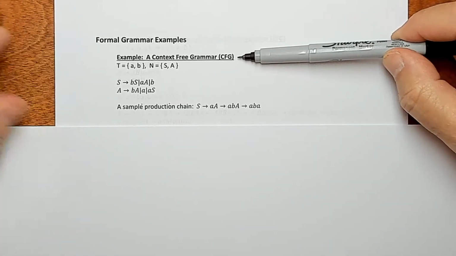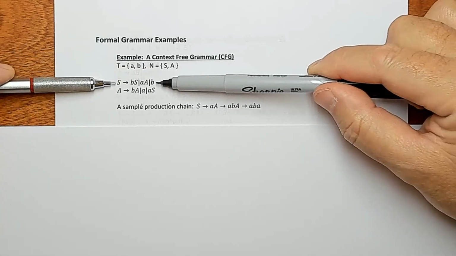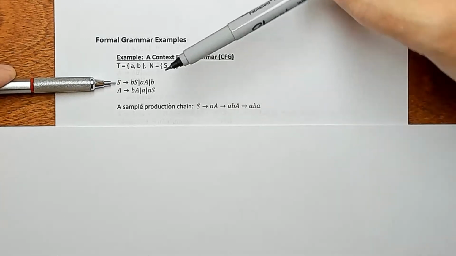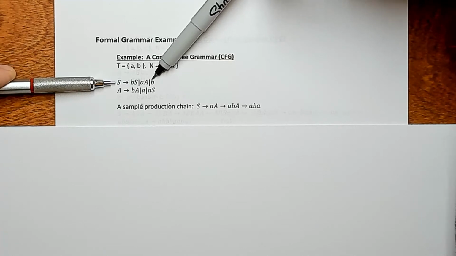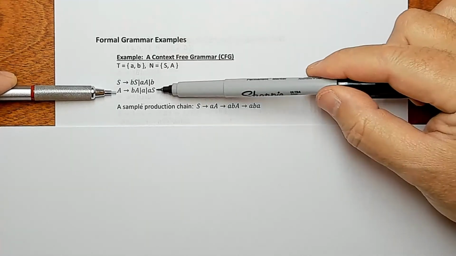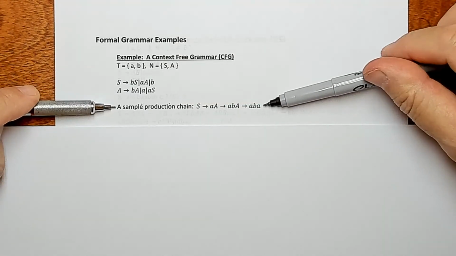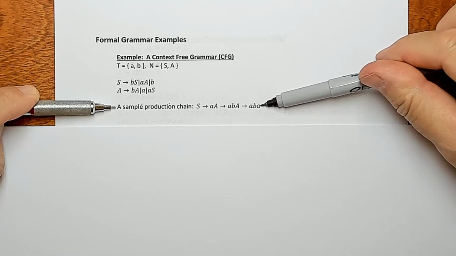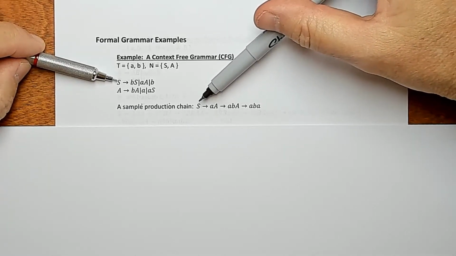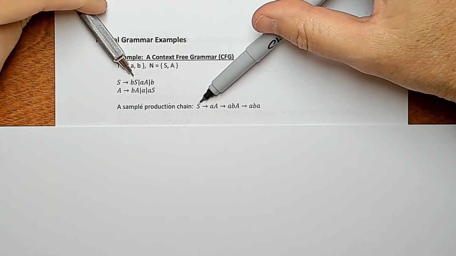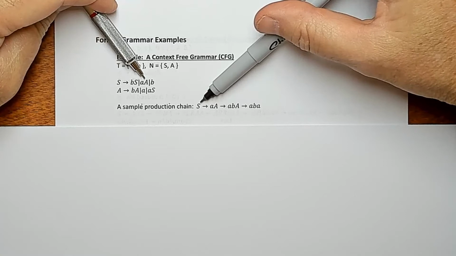So here's a context-free grammar. I've got these terminals, a and b, and the non-terminals, S and A. I've got these three productions. I'm using the choice bar to indicate really three separate productions that start with S. And then I've got another three productions that start with capital A. One thing I could say with this grammar is I could say aba by this series of productions. Start off with the second one.